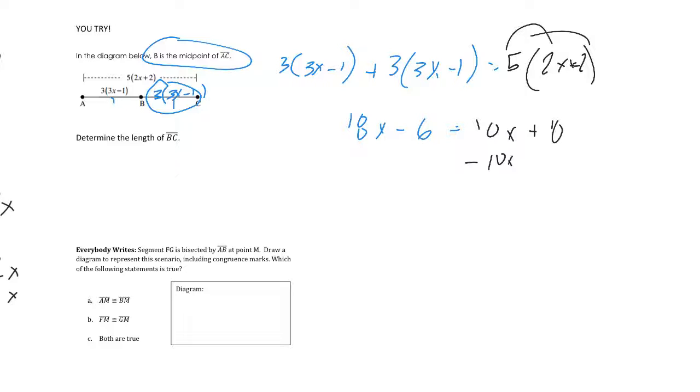Subtract 10x from both sides. 8x. Add 6 to both sides equals 16. Okay, x equals 2. Doesn't always equal 2, but the last two problems it did. That was lucky. All right, BC.